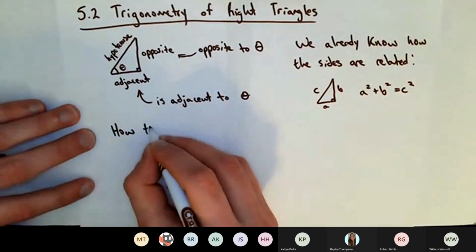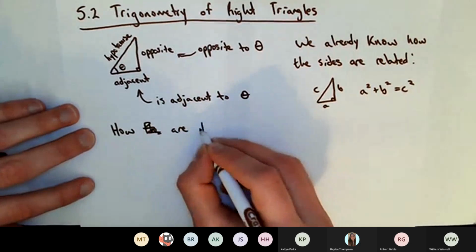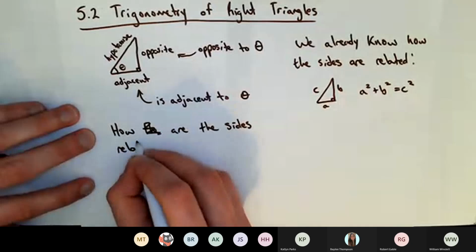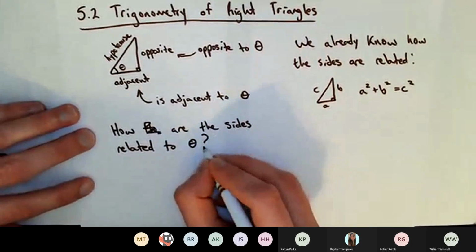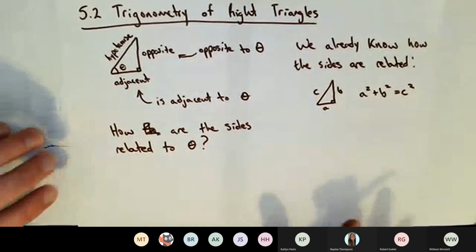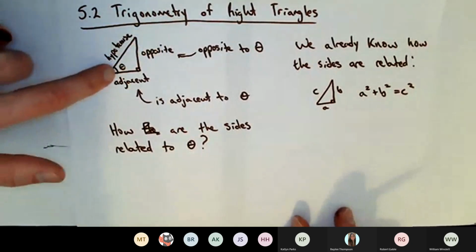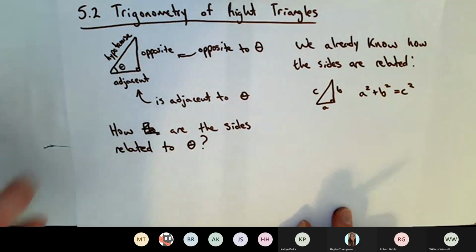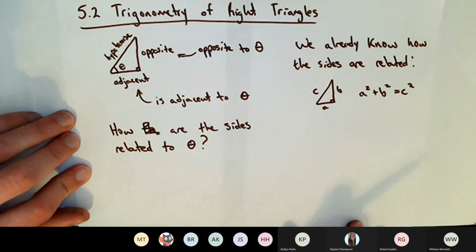So this is the big question for this section. How are the sides related to theta? So I've kind of set the stage here for how we're going to say they're related to theta by drawing this triangle with the sides labeled as they relate to this angle theta, with adjacent, opposite, and then of course the hypotenuse. How are the sides related to theta?